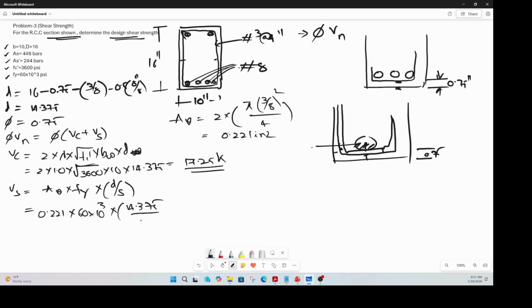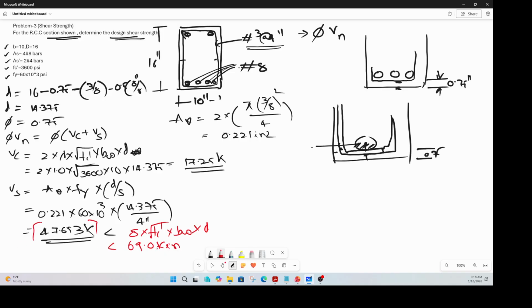your spacing normal to the screen. So number 3 bar at 4 inch spacing normal to the screen. Okay, so calculate your value. It ends up to be 47.653 kips. But remember to compare this with your upper limit, which is 8 times square root of fc prime, lambda is there obviously, bw into d. So that value comes out to be the maximum. This is the upper limit, comes out to be 69.0 kips. The value that we calculated is less than that, so we are good.